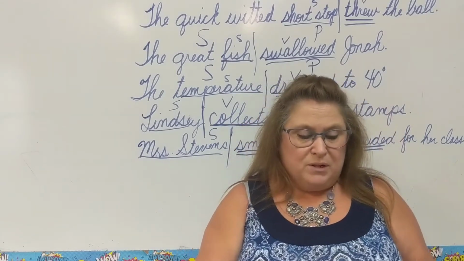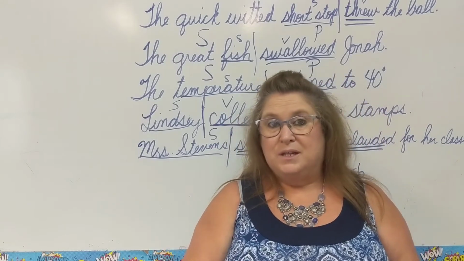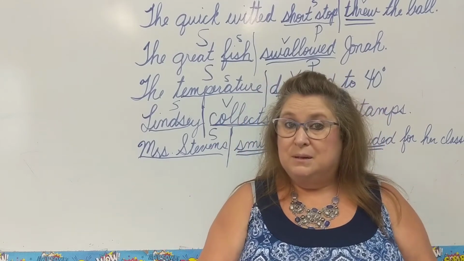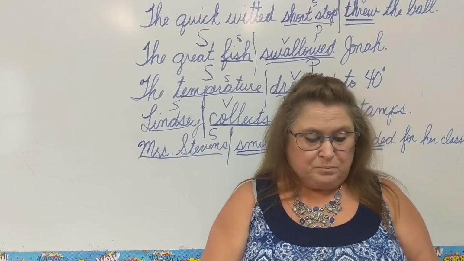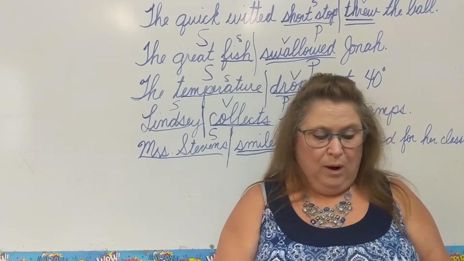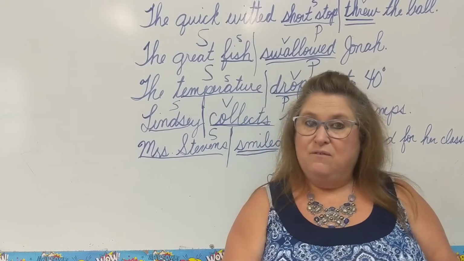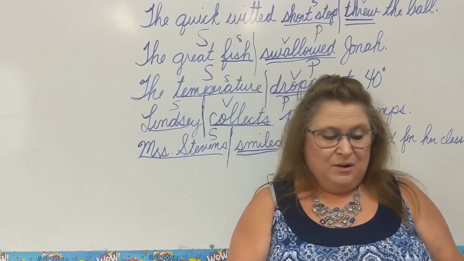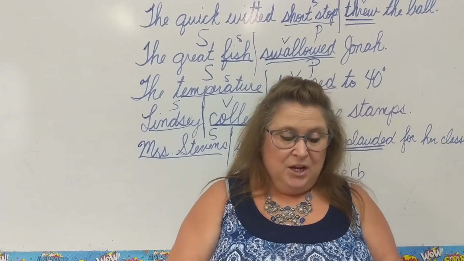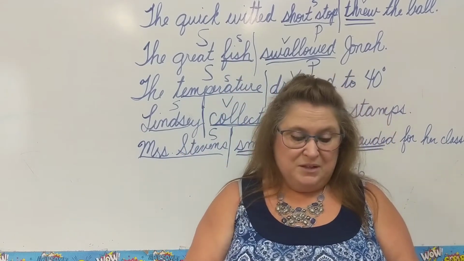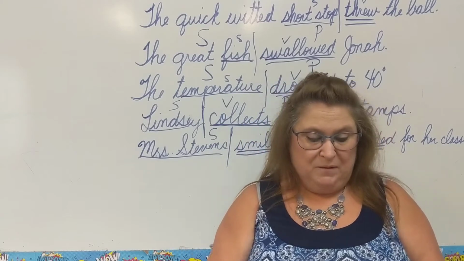Let's look at number 2. The onion soup was covered with mozzarella cheese. Who or what is the sentence about? It's about the onion soup. And what about the onion soup? It was covered with mozzarella cheese. So after soup, you'll write your vertical line, put an S above the onion soup, and a P above the rest of the sentence because that is the predicate part of the sentence.